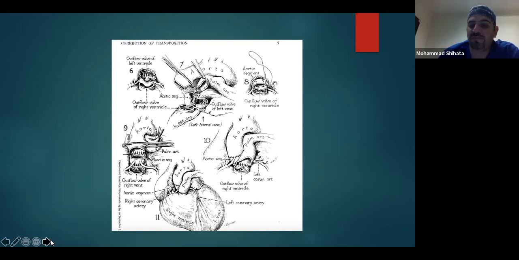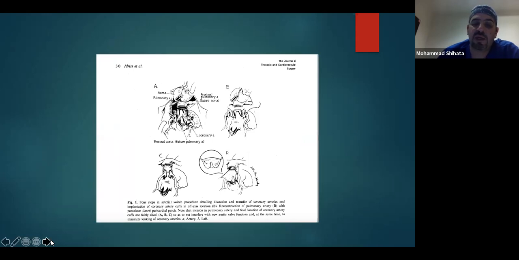And this was his publication in 82, describing their first 50 patients of arterial switch in an infant. They basically classified it into the four main steps of an arterial switch operation, and that includes the Lecomte maneuver that we'll talk about in a bit.